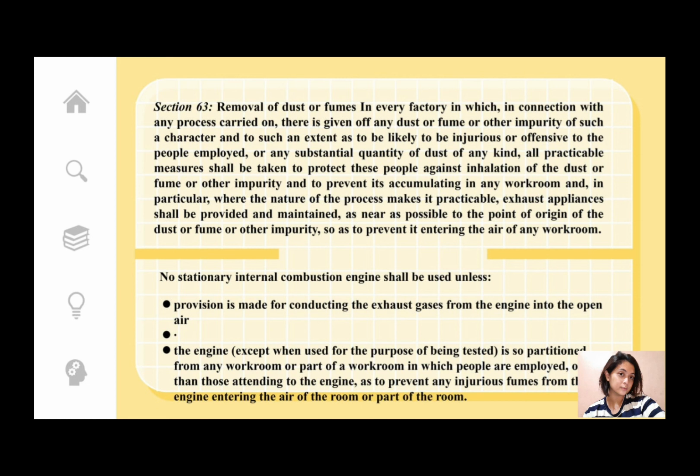No stationary internal combustion engine shall be used unless provision is made for conducting the exhaust gases from the engine into the open air, or the engine is so partitioned from any workroom or part of a workroom in which people are employed, other than those attending to the engine, as to prevent any injurious fumes from the engine entering the air of the room or part of the room.